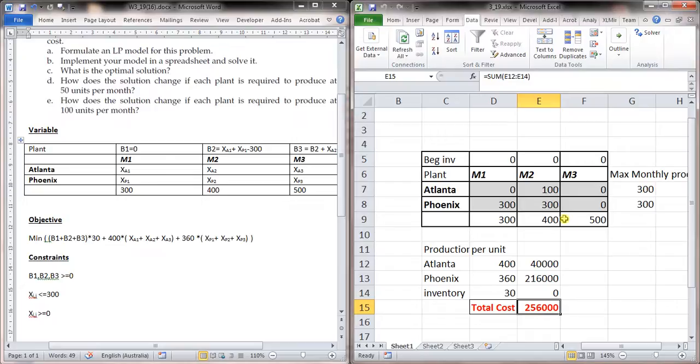Now if we look at the solution, you see Atlanta production in month 3 and Phoenix production in month 3 is 0. That means we have missed out on some details. We have to go back and refine our model. We'll have to see where we went wrong.